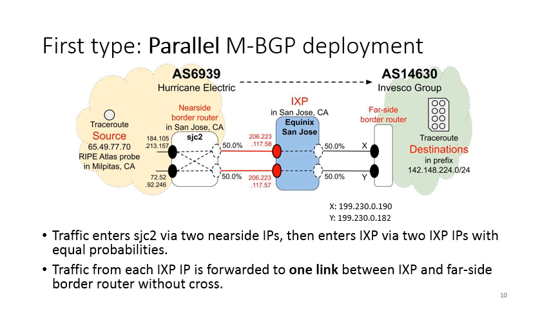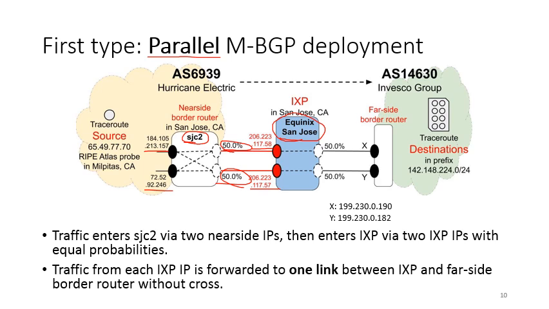From the traceroute data, we identified two types of MBGP deployment. The first type is called parallel type. This figure shows the topology map of an example in this type. We can see that the traffic enters the near-side border router San Jose 2 via two near-side IPs, and then the traffic enters the IXP of Equinix San Jose via two IXP IPs with equal probabilities.